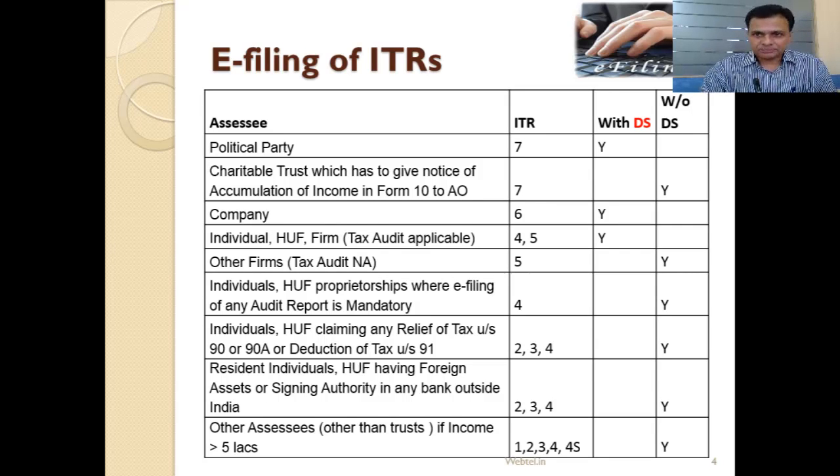What about other assessees? As we can see, a charitable trust which has to give notice of accumulation of income in Form 10 to AO. Also, other firms, even if tax audit is not applicable. Individuals, HUF, proprietorships where e-filing of any audit report is mandatory. Then individuals, HUF claiming any relief of tax under Section 90, 90A or Section 91. And resident individuals, HUF having foreign assets or signing authority in any bank account outside India, and any other assessee other than trust if income exceeds 5 lakhs. In all these cases, please note that income tax return has to be filed electronically. Even if you are able to submit the form manually to the Income Tax Department and it is accepted, it will be rejected later because in your case, e-filing is mandatory, so please be very careful.